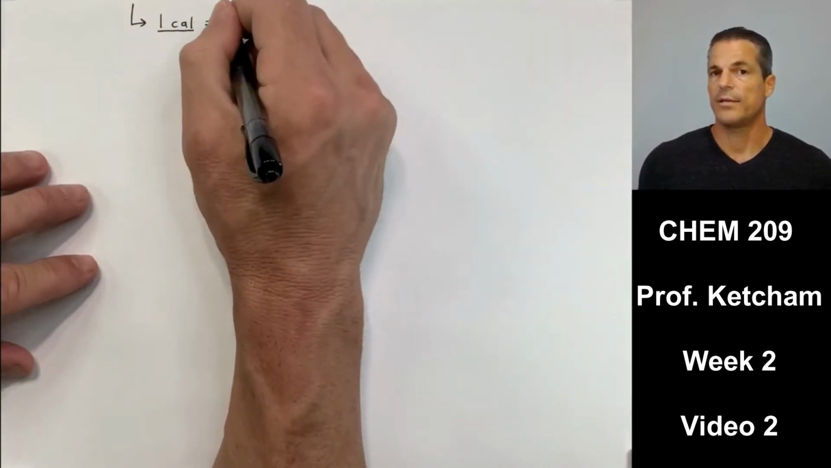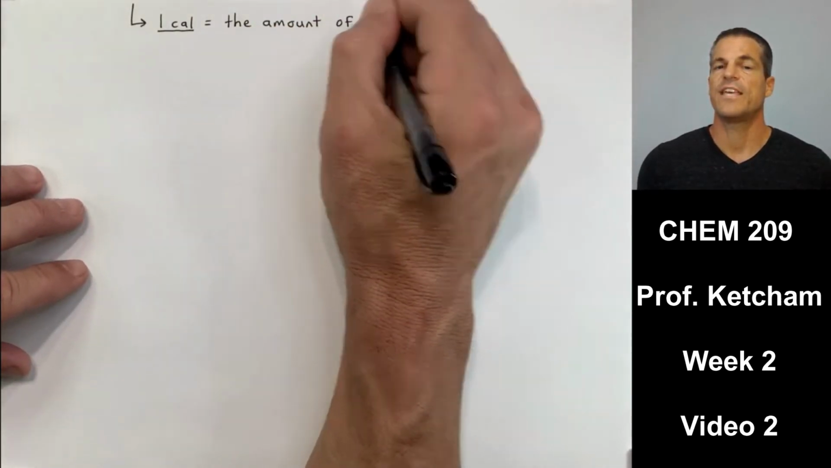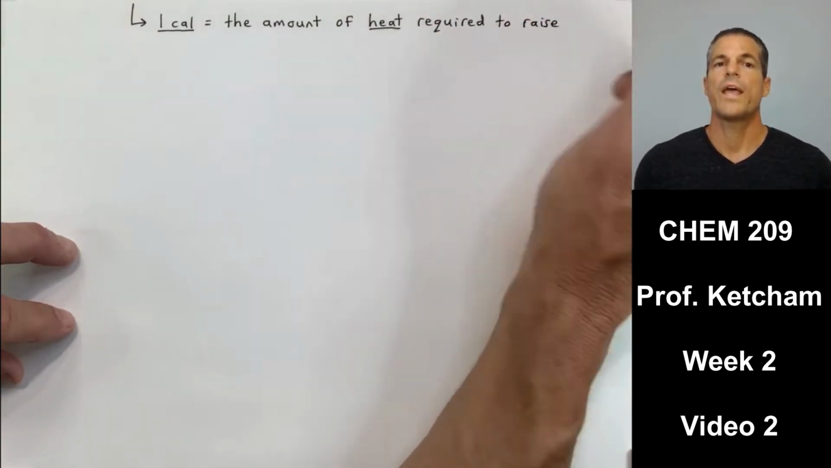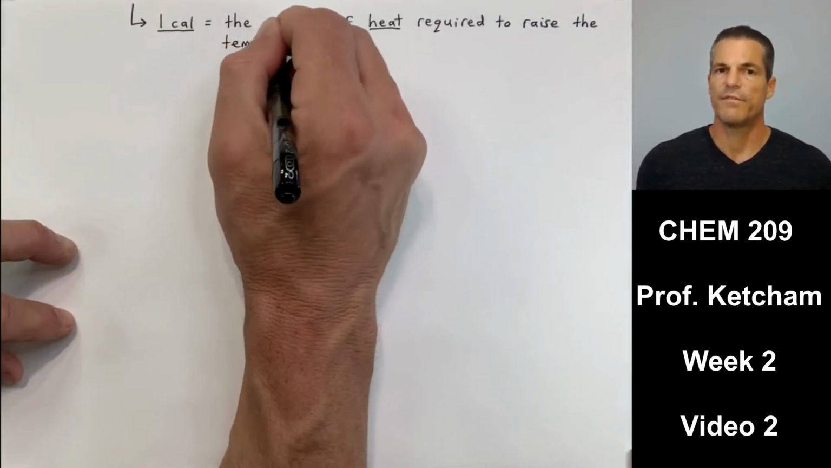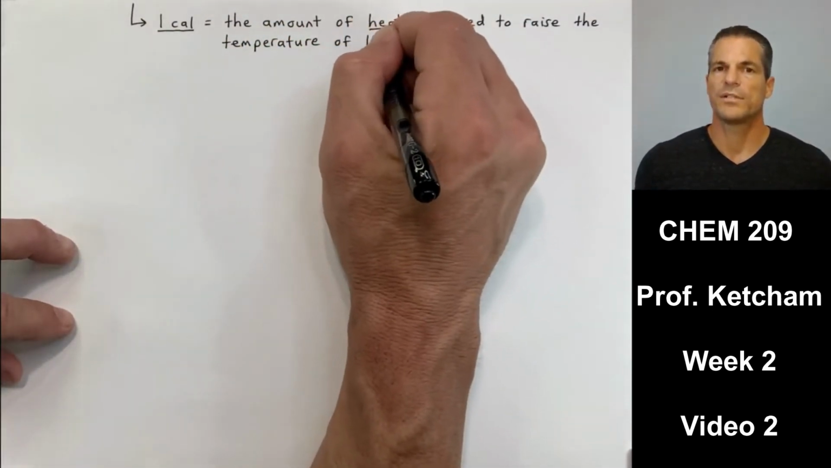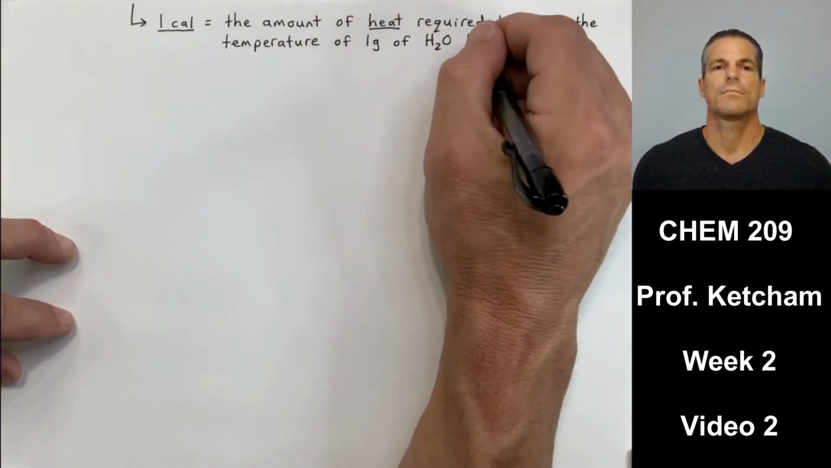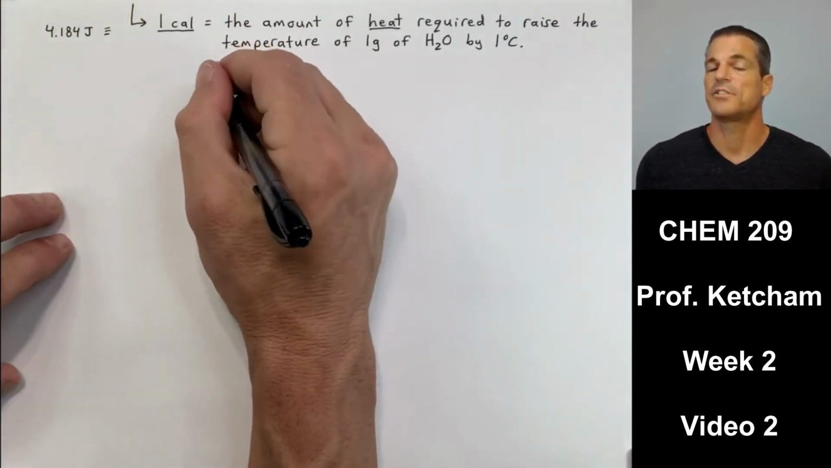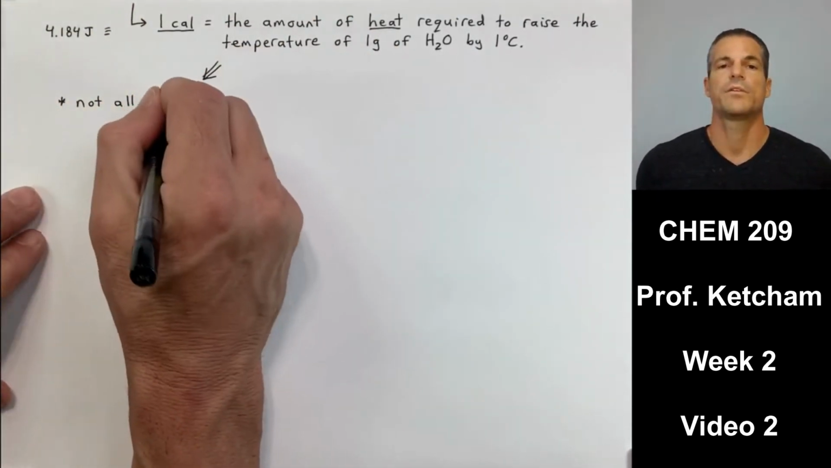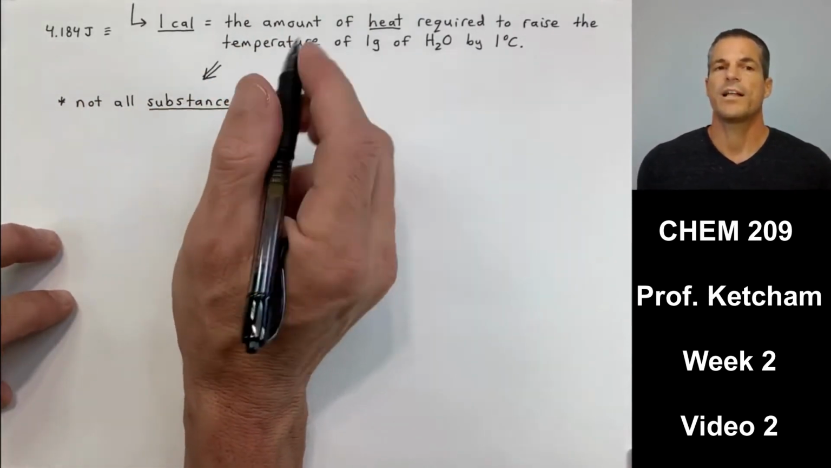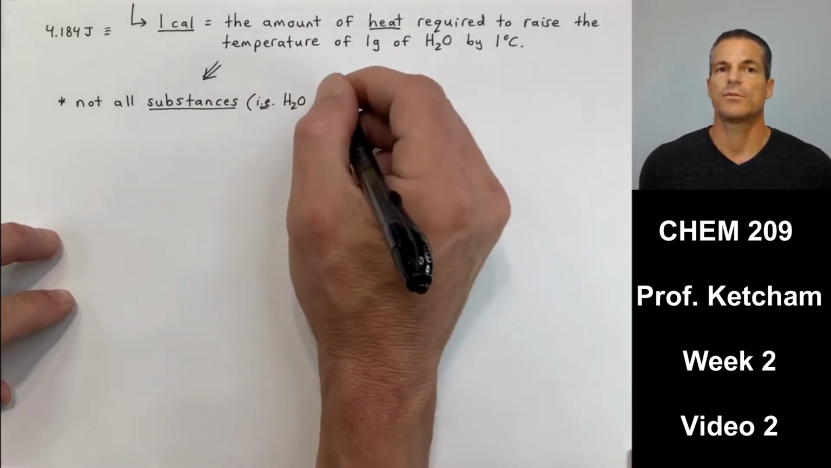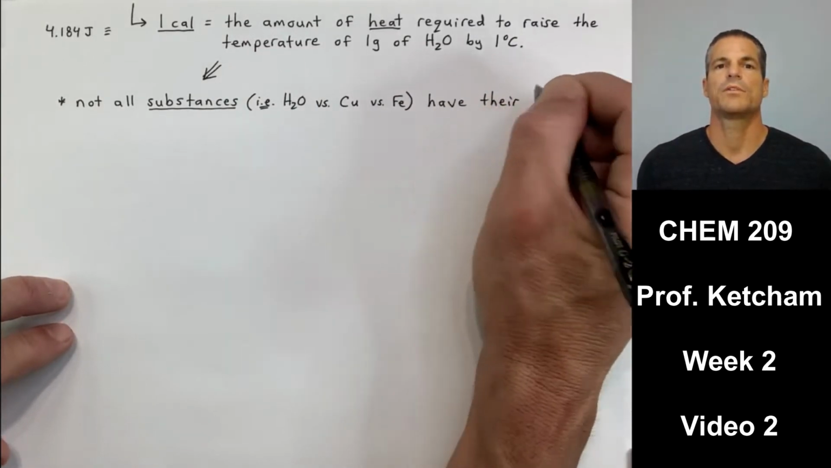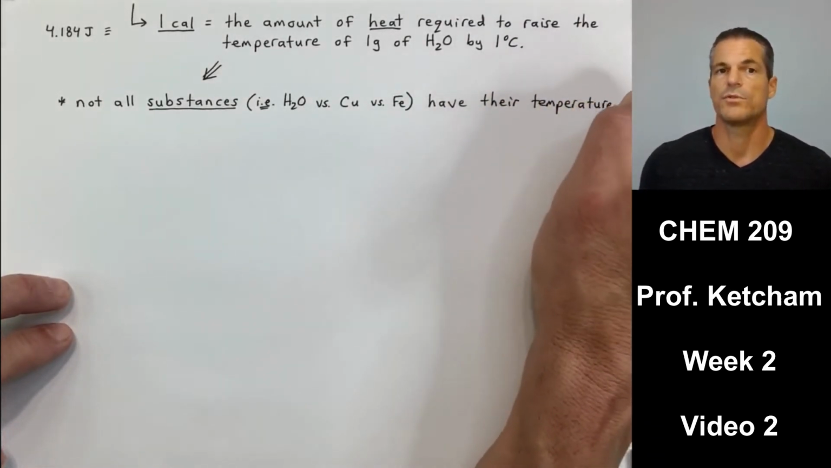So 1 calorie is equal to the amount of heat required to raise the temperature of a substance by 1 degree Celsius. I'm sorry, the amount of heat required to raise the temperature of 1 gram, and it's not just any substance, it's 1 gram of water by 1 degree Celsius, my bad. So 1 calorie, just to reiterate, is equal to the amount of heat required to raise the temperature of 1 gram of water by 1 degree Celsius. And that's also equal to 4.184 joules.